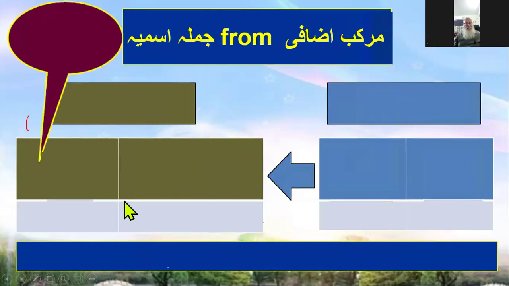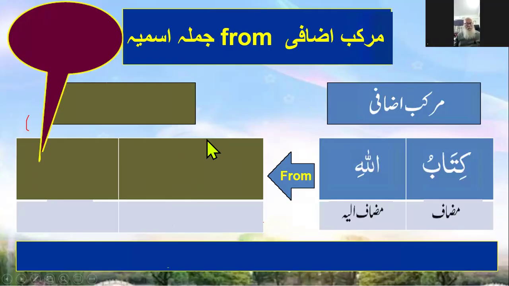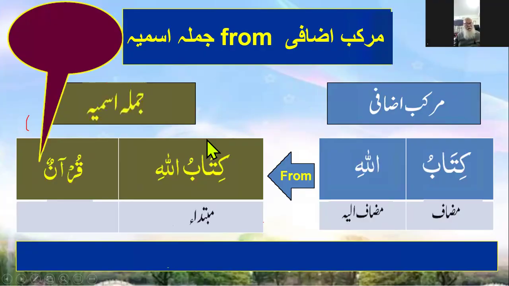The second way is we can add something at the end. Let's see the same Kitabullahi, mudaf, mudaf ilayh. We keep it as such. Mubtada, Kitabullah. We added a common noun at the end, Quranun, as a khabar. Kitabullahi, Quranun: mubtada and khabar.